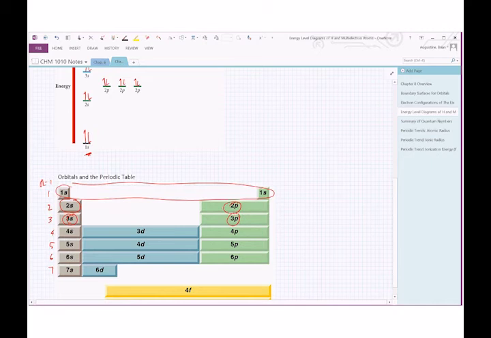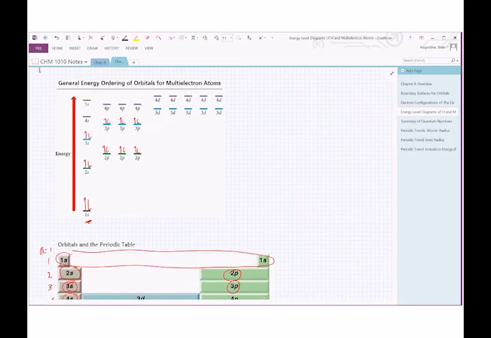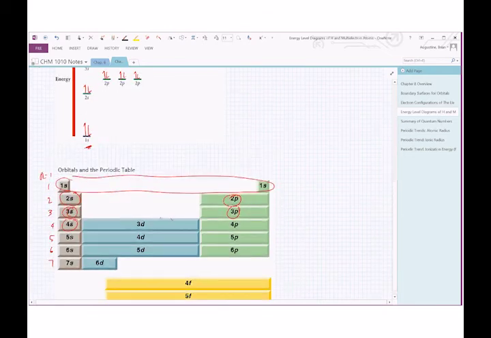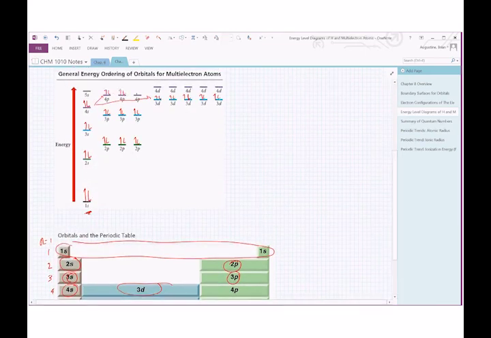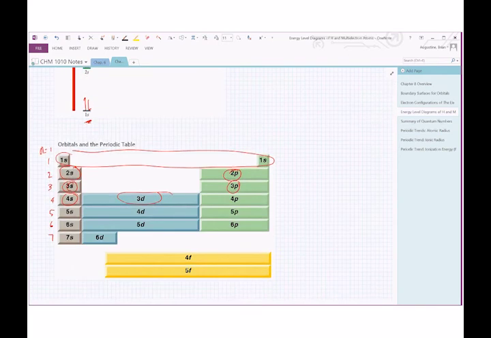3p is the next one. Everything's going great. 4s is the next one. Now we hit the first exception, transition metals. And if we look up here in the energy level, 4s gets filled next. We don't fill the 4p because it turns out 3d is actually a little bit lower in energy. So nature is going to want to start filling in the 3ds first. Okay, that's all these guys right here. Then the 4p's go next. Then the 5s's. Okay, 4p, 5s, 4d, 5p.